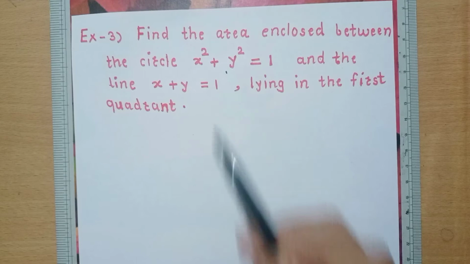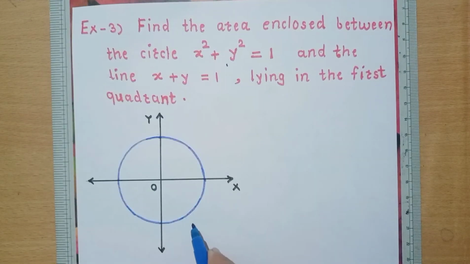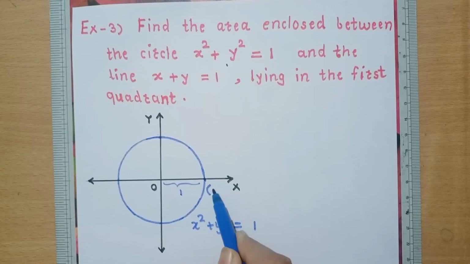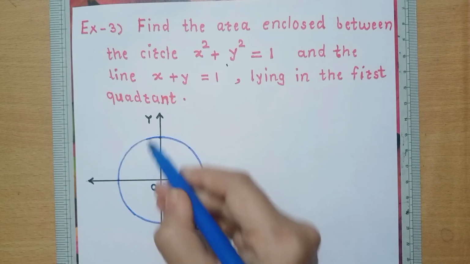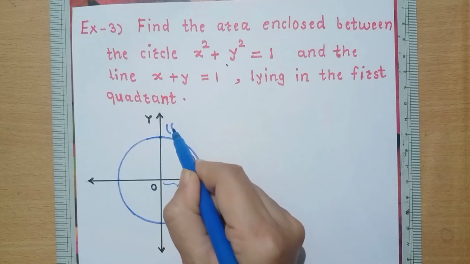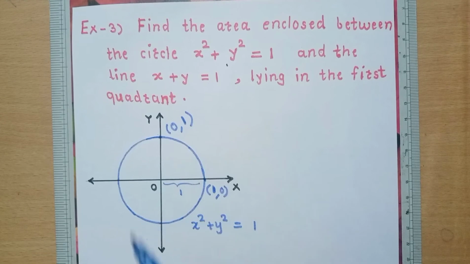So first we will draw this circle. This is our circle, x square plus y square is equal to 1, and this is in the standard form, x square plus y square is equal to a square. 1 square is 1, so the radius is 1, so this point will be, x coordinate is 1, y coordinate is 0. Again this y coordinate is 1, so here we will write x coordinate 0 and y coordinate is 1, since this radius is 1.